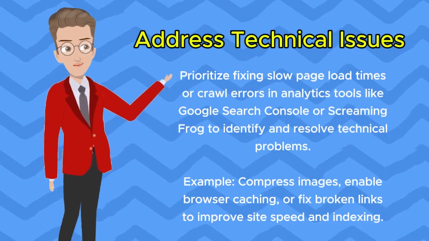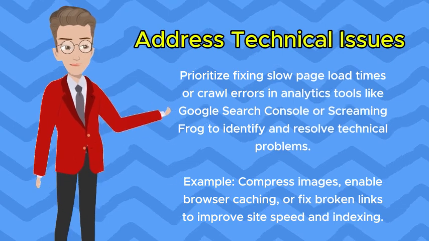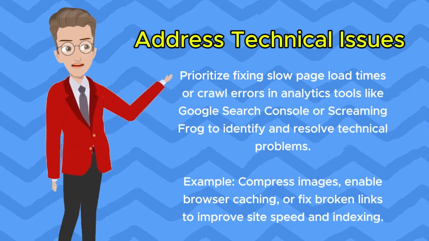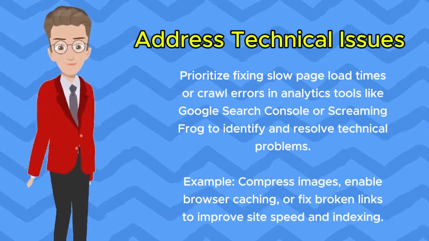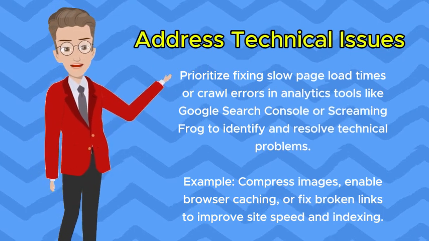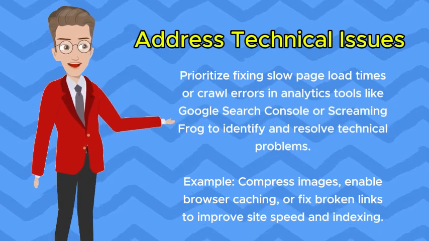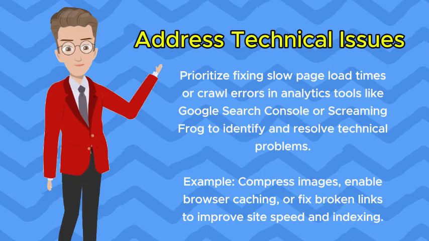Address technical issues. If your analytics tools reveal slow page load times or crawl errors, prioritize fixing these issues. Use Google Search Console or Screaming Frog to identify and resolve technical problems. Example: compress images, enable browser caching, or fix broken links to improve site speed and indexing.